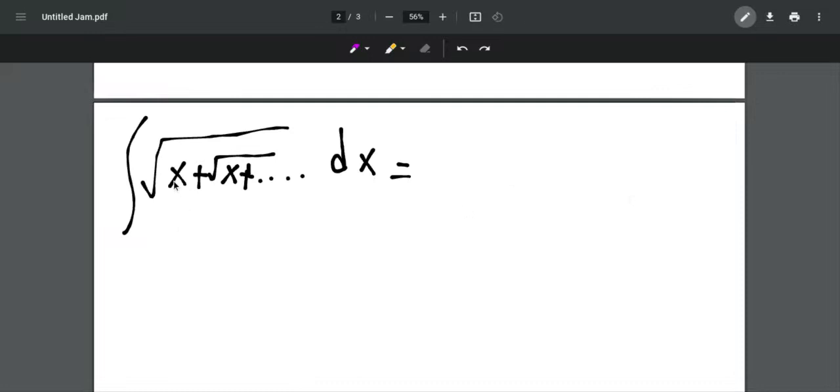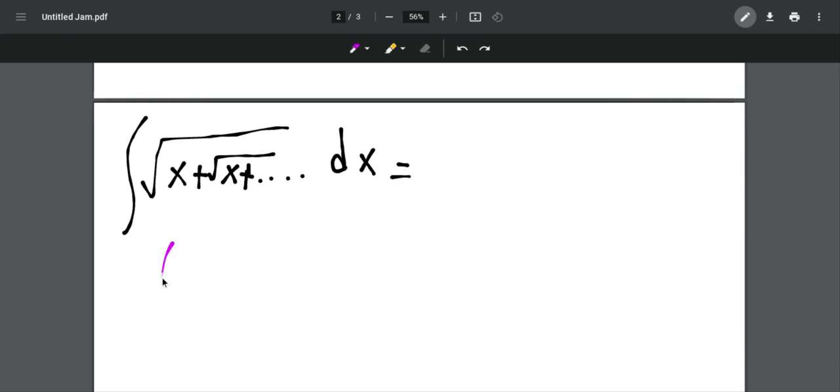We have the integral of x plus square root of x plus square root of x, which just goes on forever, dx. So first of all, because we want to make our solving possible, because we can't integrate this, it's impossible, I want to write this expression in another form.